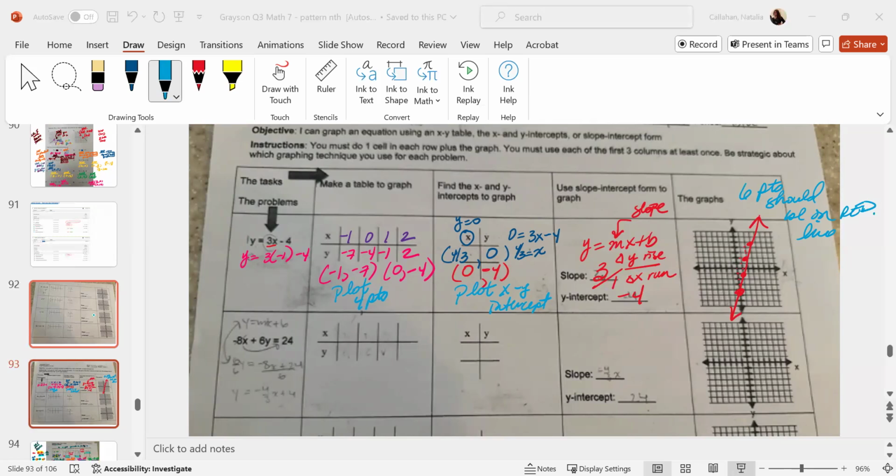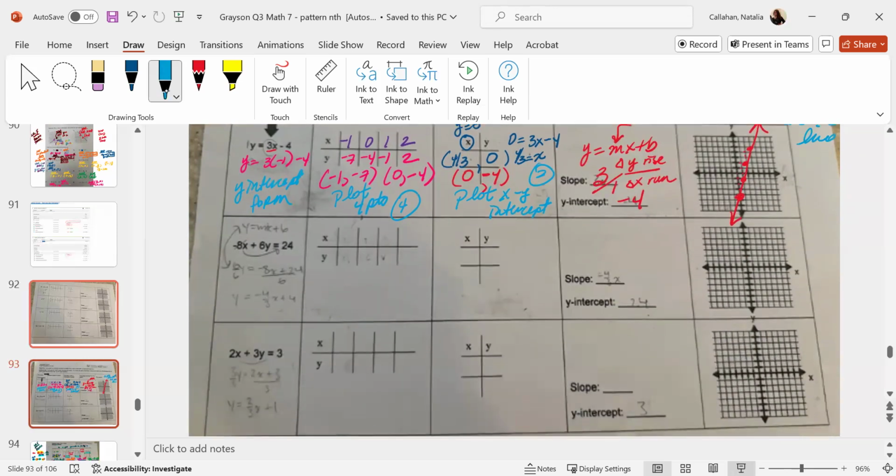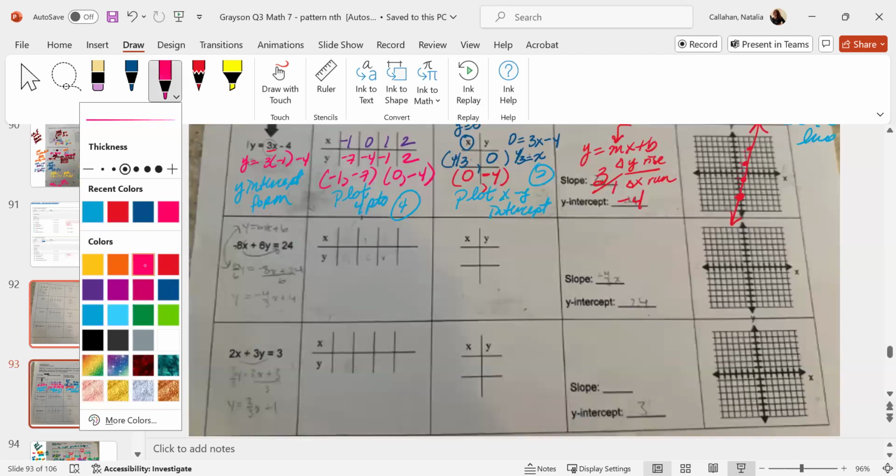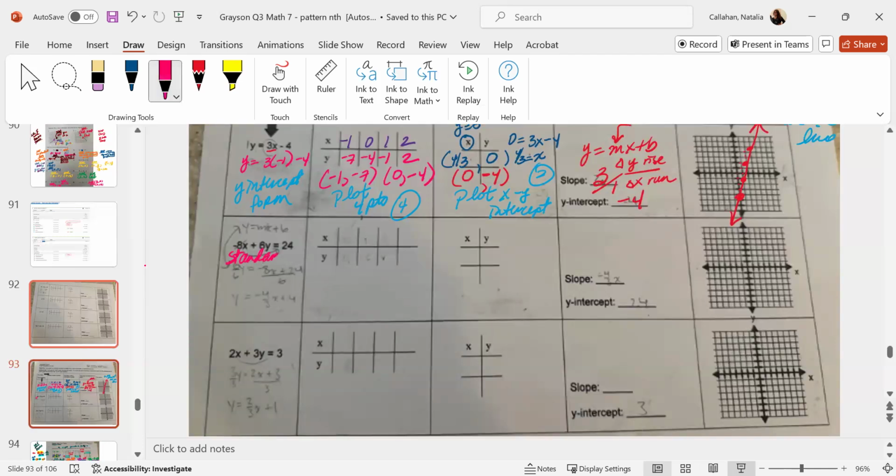So all of these points, the 4 here and the 2 here, so 4 plus 2 is 6, should be on here. Do you understand? Mm-hmm. This right here is y-intercept form. Do you see that? Yes. This one is not. What is this form called? This one is called standard form. Y-intercept form is y equals mx plus b. Standard form is ax plus by equals c.